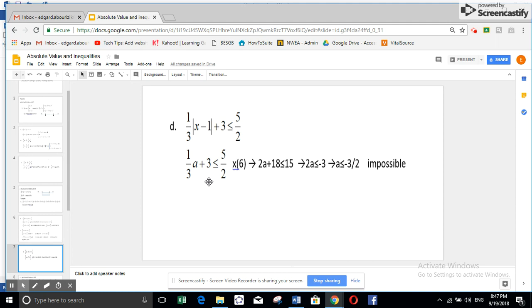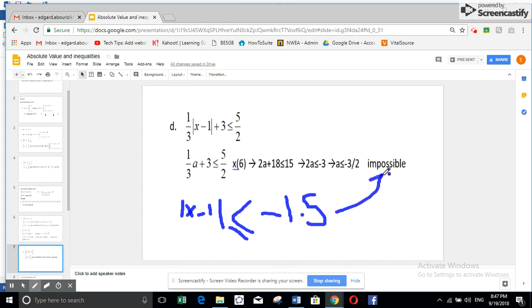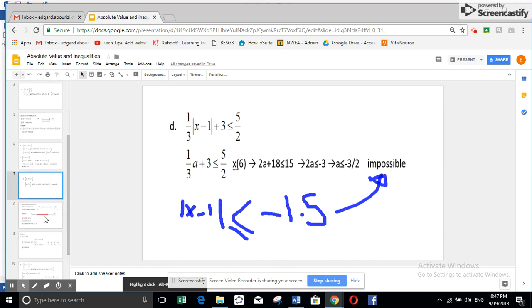This example here, if you multiply by 6, you're going to get 2a plus 18 less or equal to 15. So 2a less or equal to minus 3. A less than a negative number. As we said above, a is nothing else than the absolute value. So absolute value of x minus 1 can never be less or equal to a negative number, which is minus 1.5. So we say this is what? This is impossible.